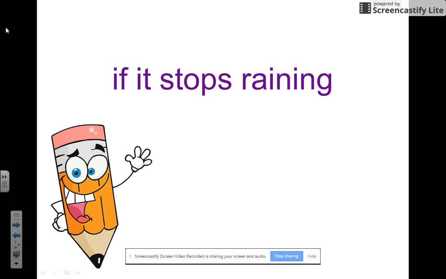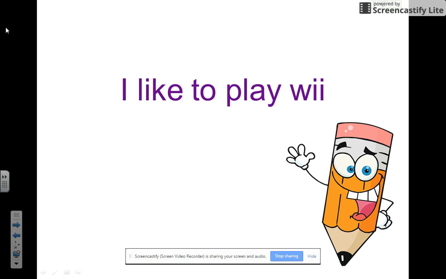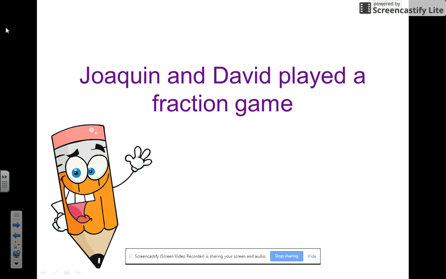This is an independent clause because it's a complete sentence. If it stops raining, again, this is a dependent clause because it's not a complete sentence. That one word that makes it incomplete would be if. I like to play wait. That is a complete sentence. So that's an independent clause.